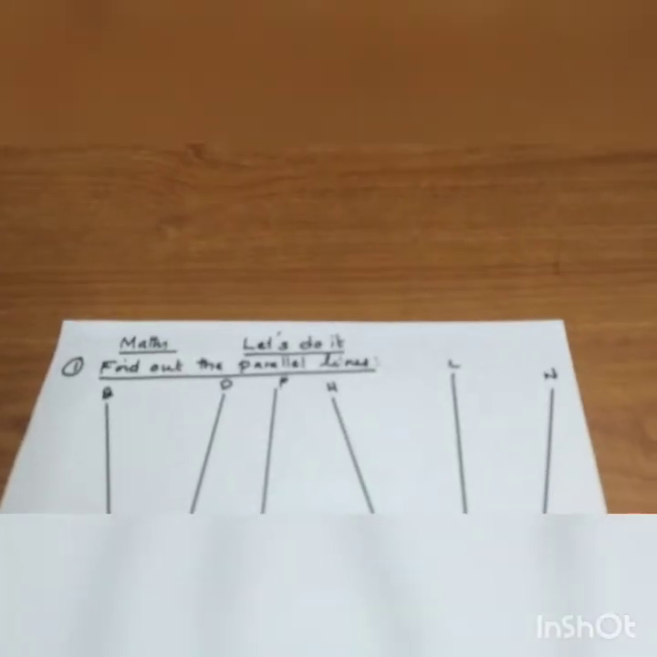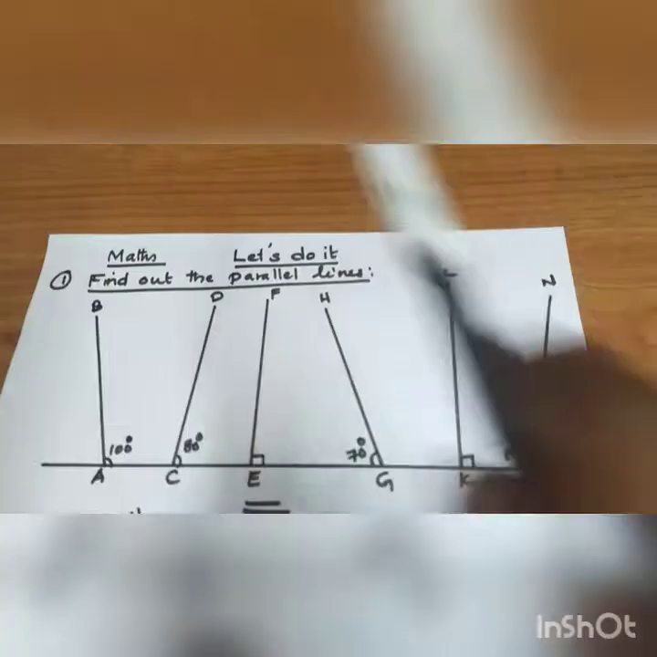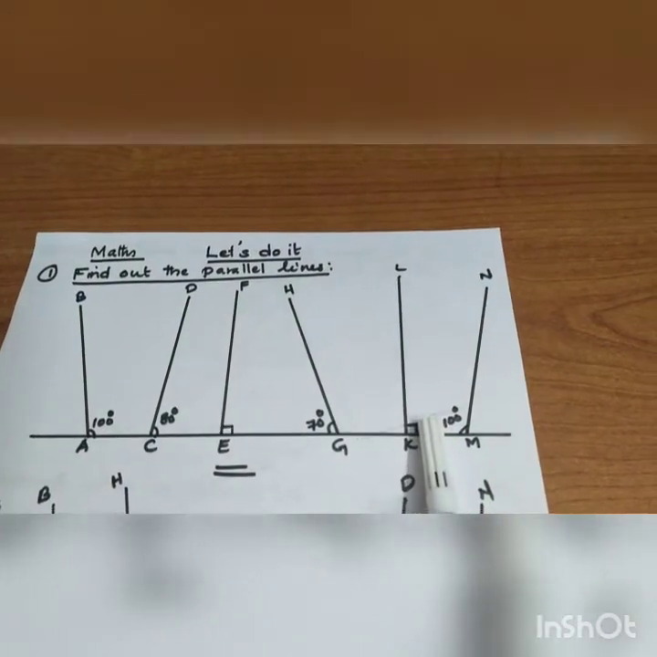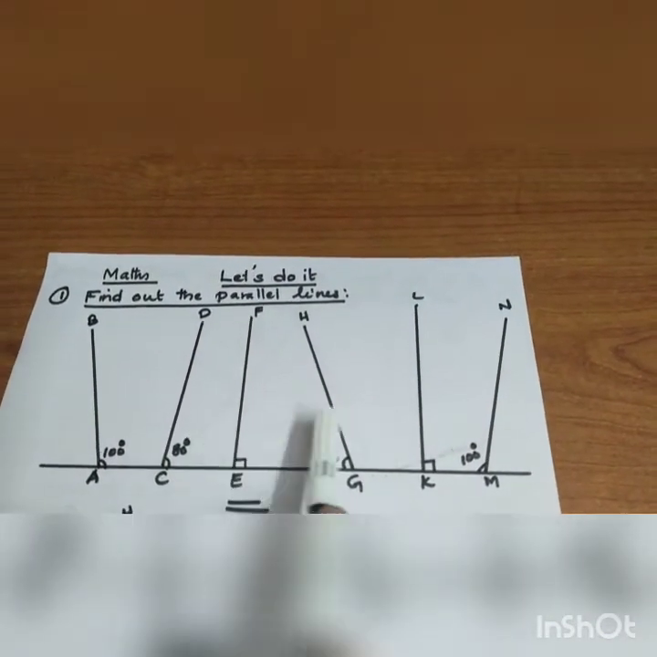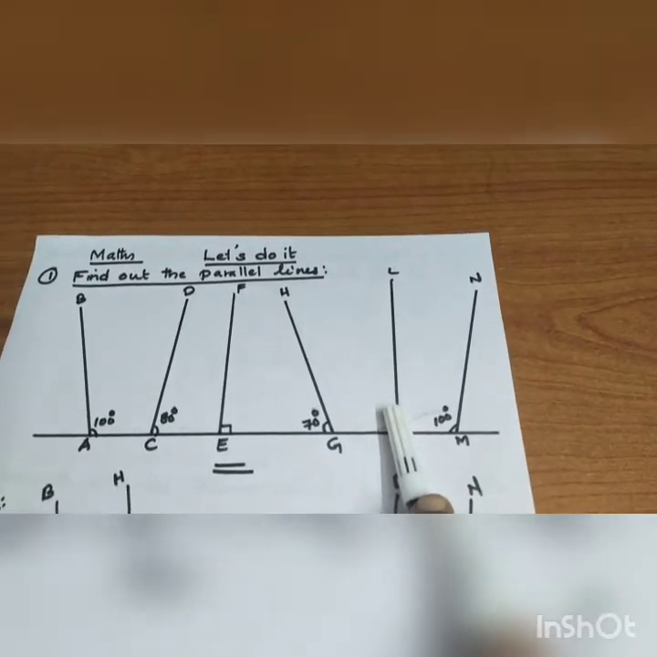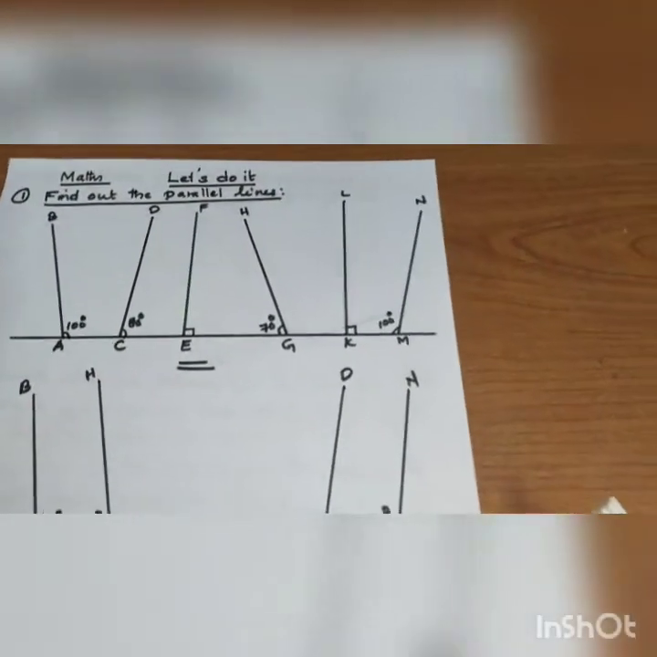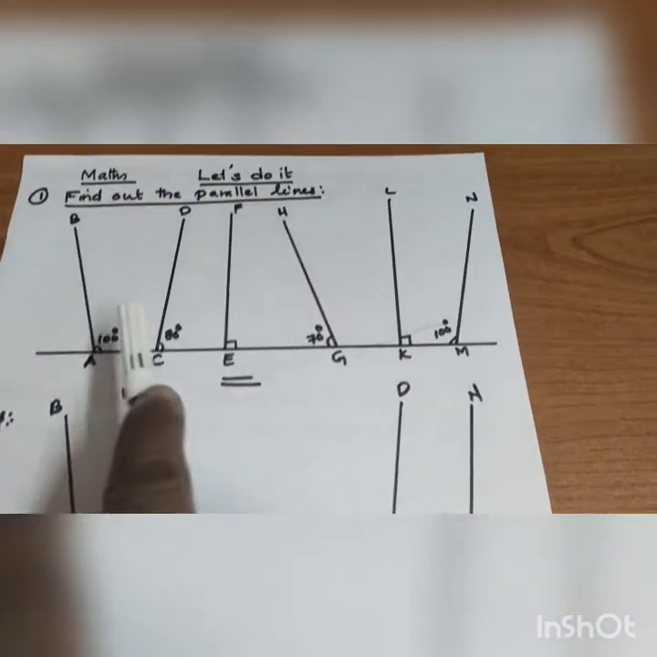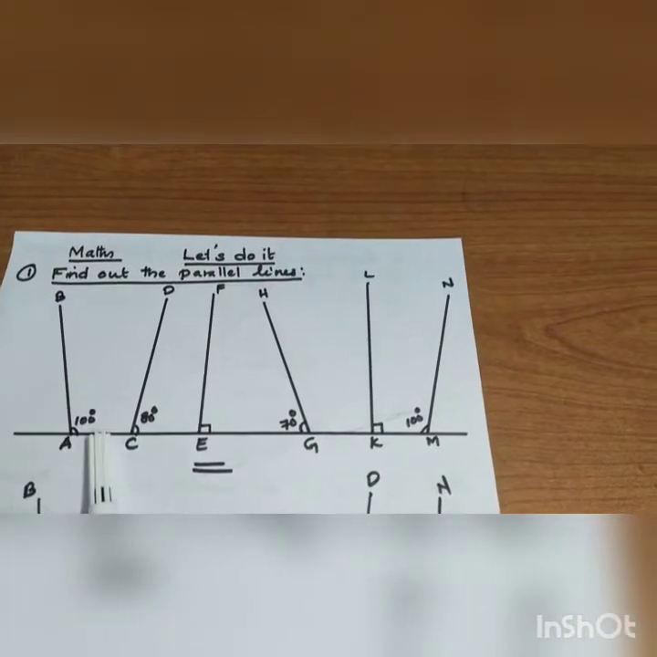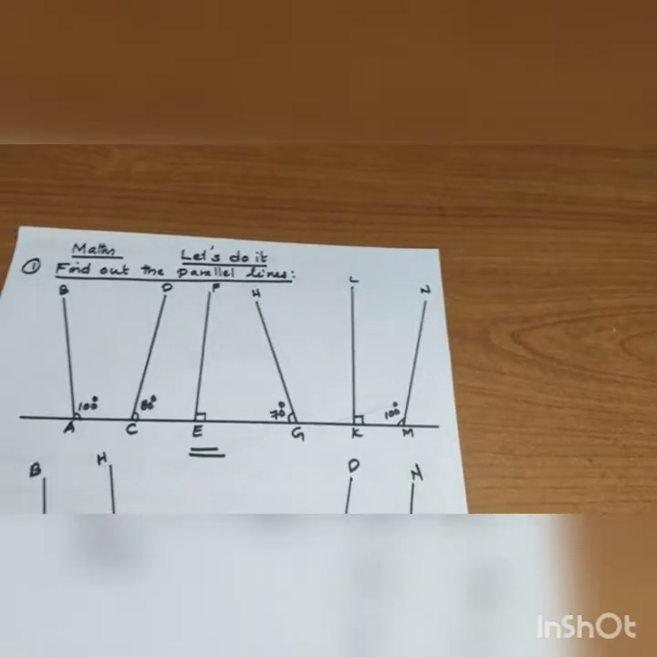The first activity is to find out the parallel lines. There are 6 lines here. From the 6 lines, you have to find out pairs of parallel lines. Pair means two lines, according to their measurements.